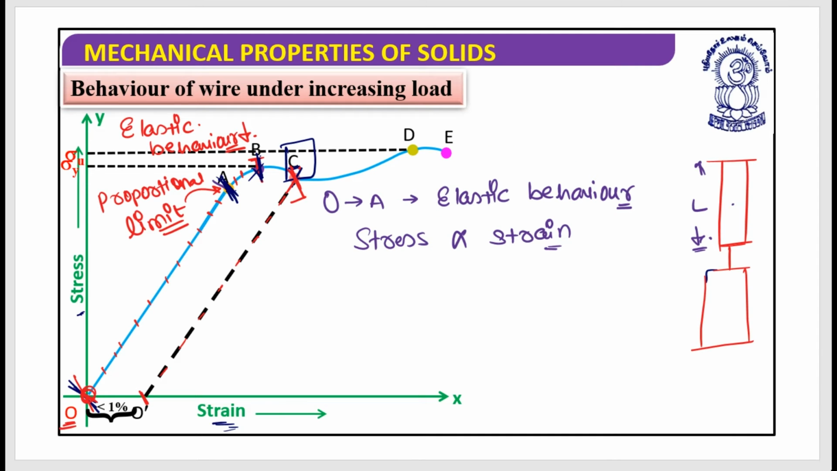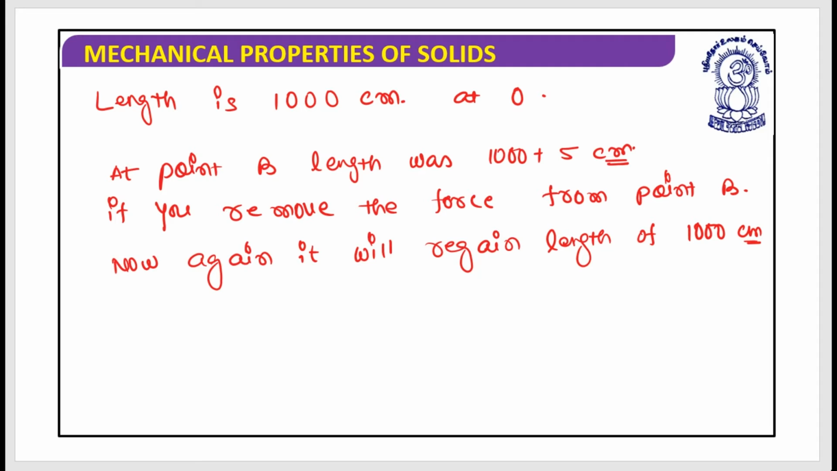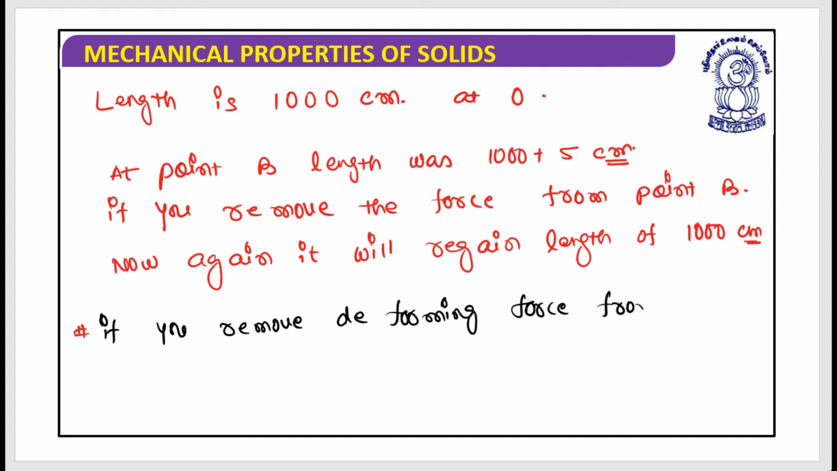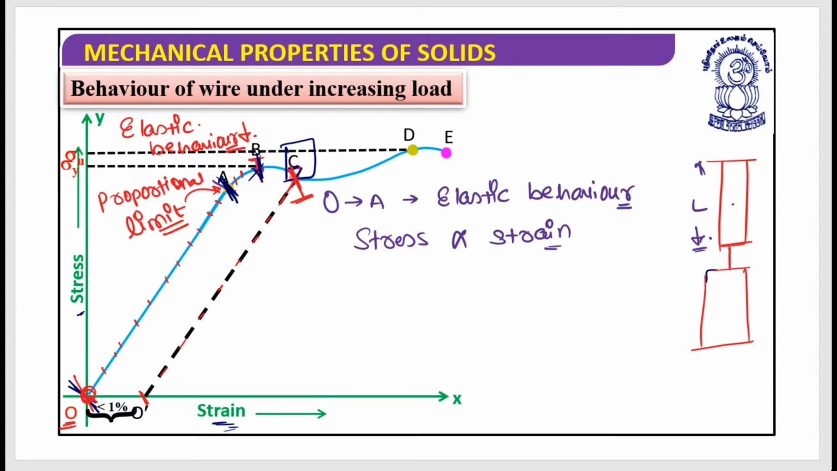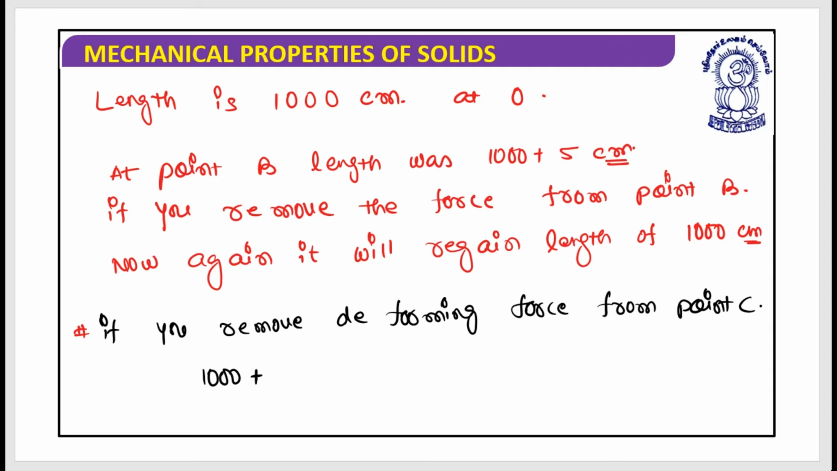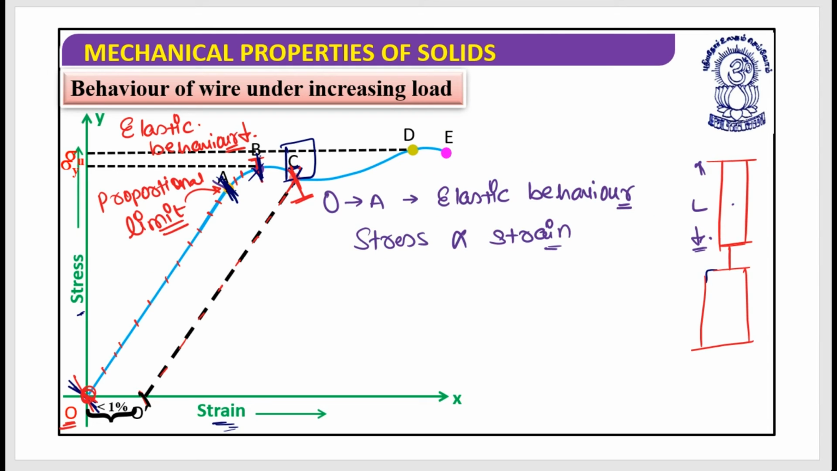But if you are going to remove your load from here, and the situation is a deforming force, if you remove the deforming force from point C, then it is not going to regain its original shape and size. Its length will be, let's suppose, 1000 plus x. Ideally it should go to 1000, but if you see this, it is not at 1000, it is 1000 plus x.